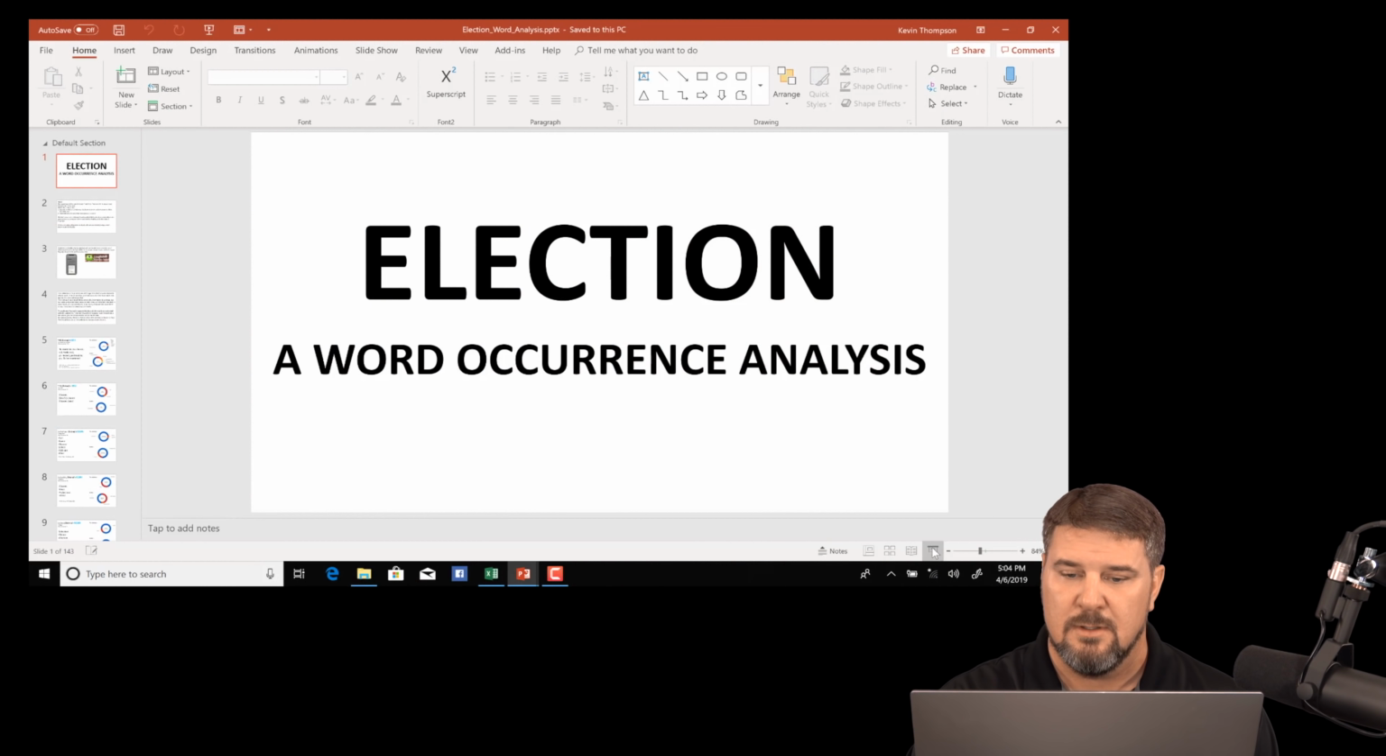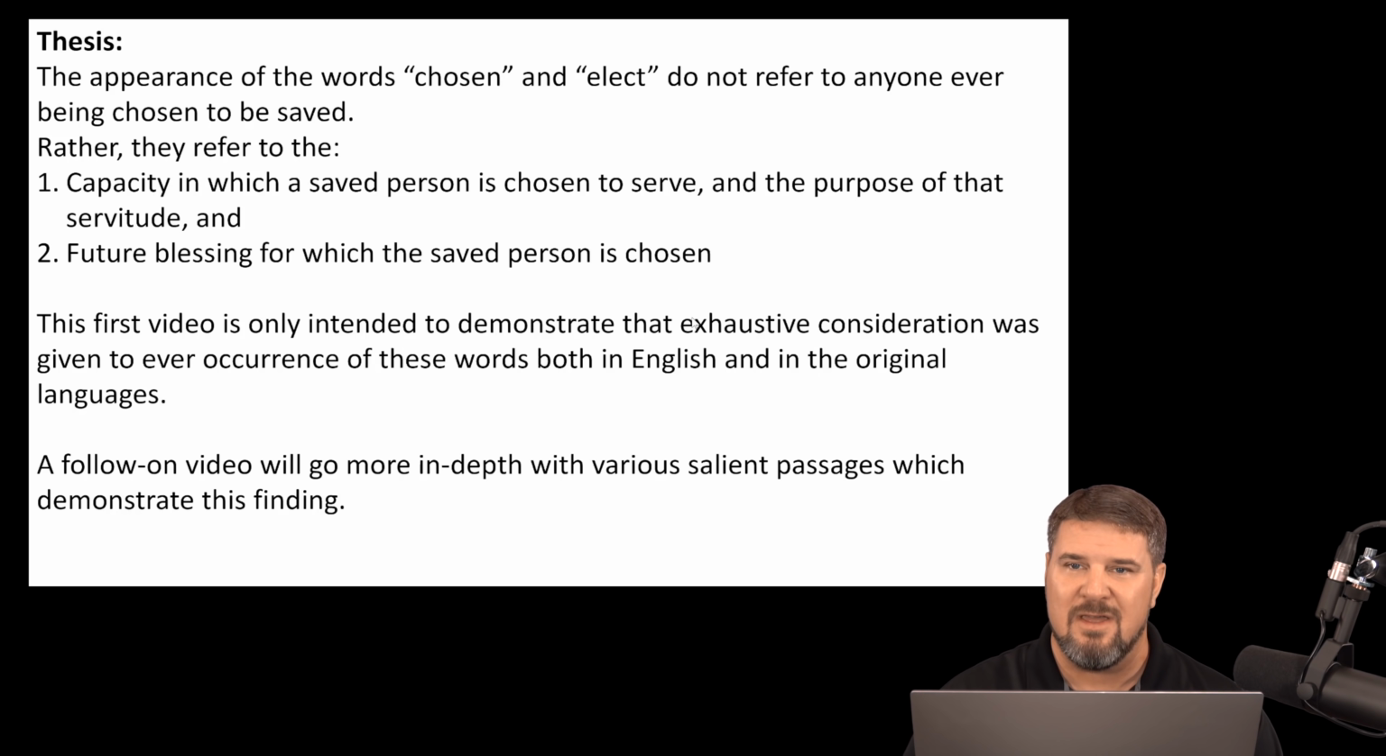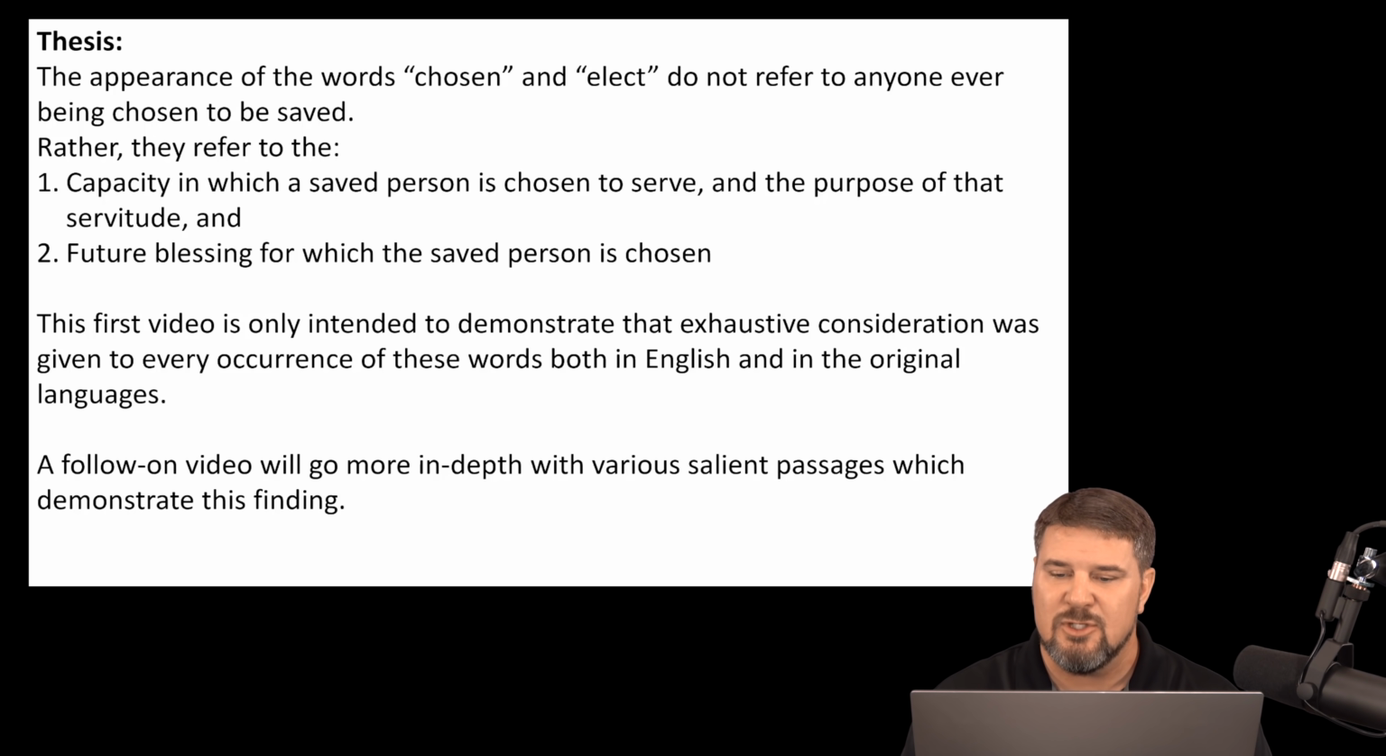So here is election, a word occurrence analysis. My thesis is that the appearance of the words chosen and elect do not refer to anyone ever being chosen to be saved. Rather, they refer to the capacity in which a saved person is chosen to serve and the purpose of that servitude. And the second thing is they are chosen for the future blessing for which that person is chosen. This video is only intended to demonstrate that exhaustive consideration was given to every occurrence of these words in both English and in the original languages.